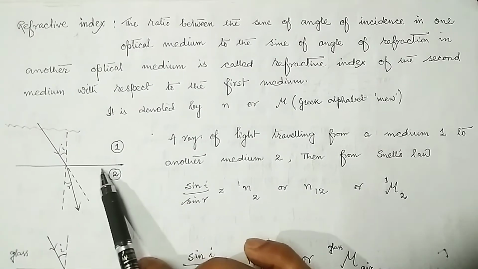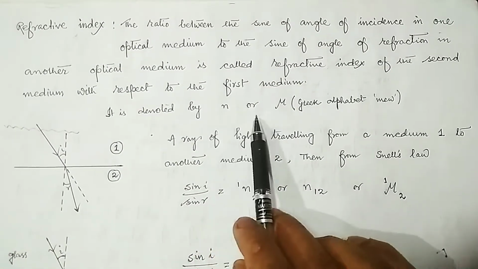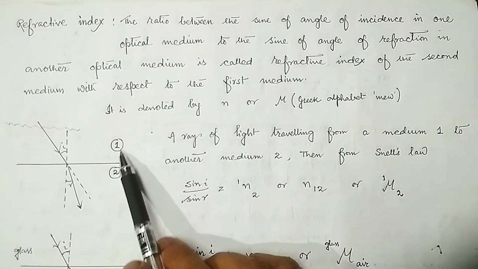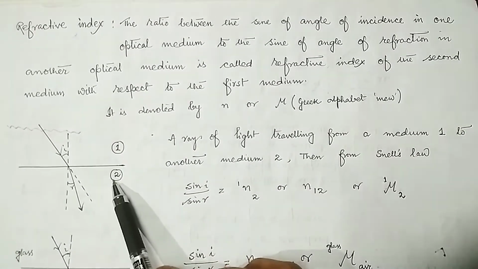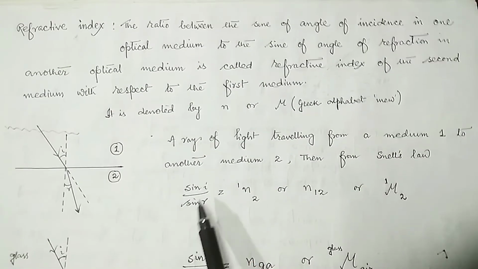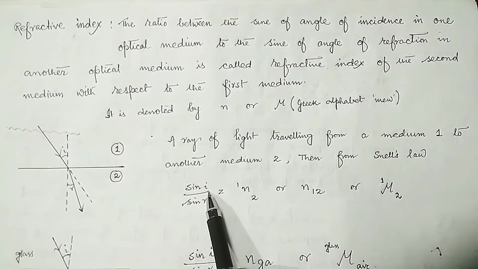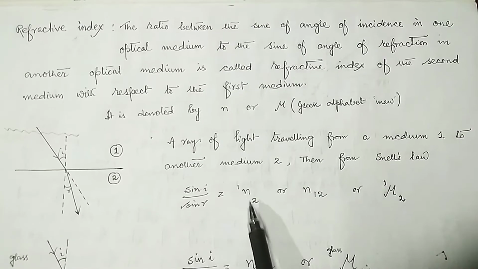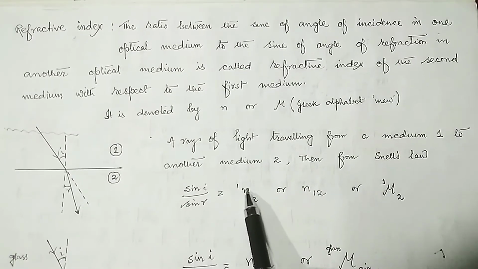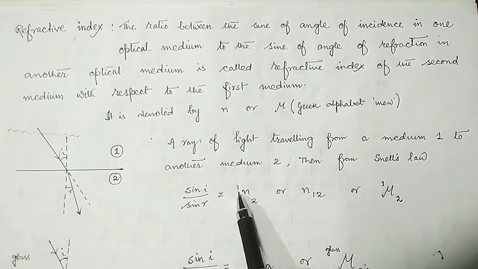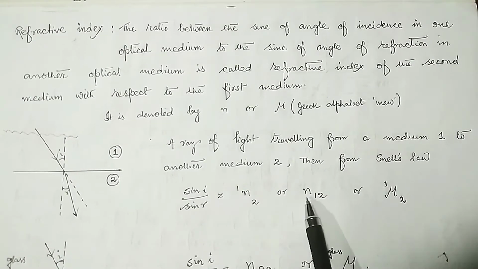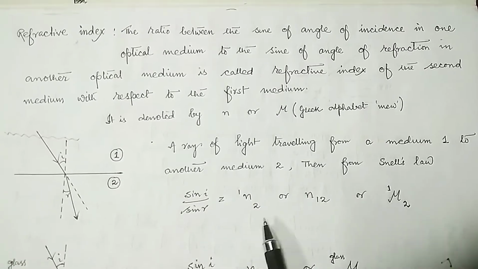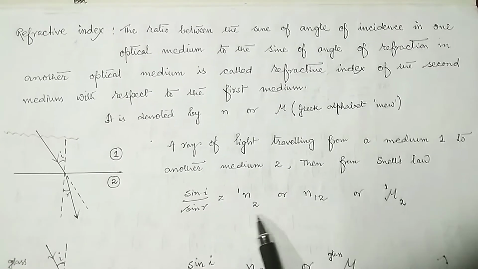It is generally represented by the symbol n or mu, a Greek alphabet. Suppose a ray of light is moving from medium 1 to medium 2. Then according to Snell's law, we can write sine of the angle of incidence to the sine of the angle of refraction equals n 1 2, that means the refractive index of the second medium with respect to the first medium. It can also be written as n12 or mu12. These are different ways of writing refractive index.